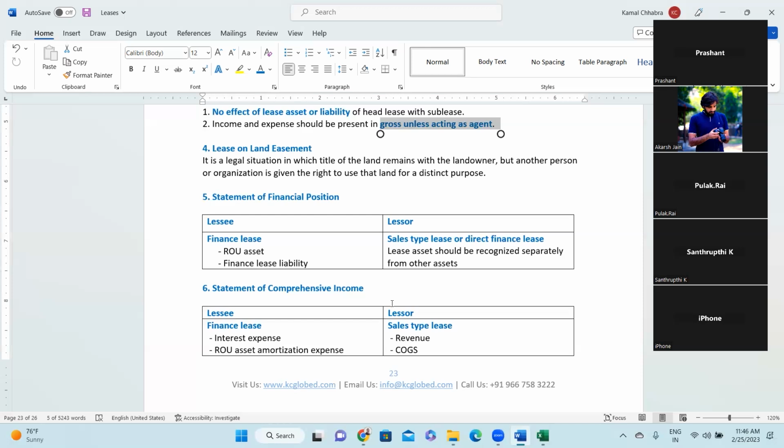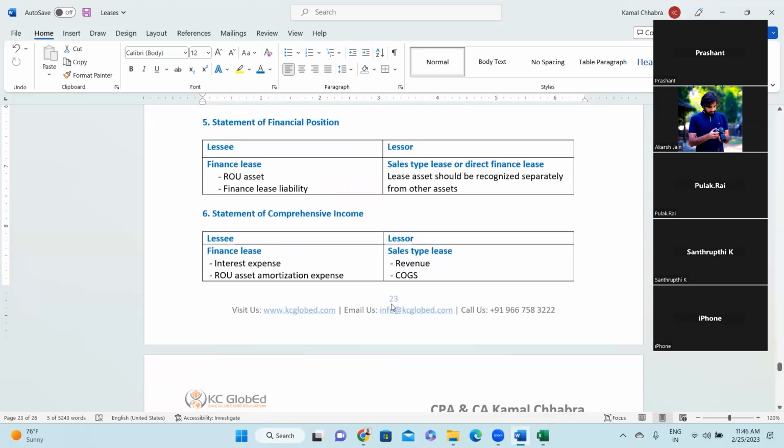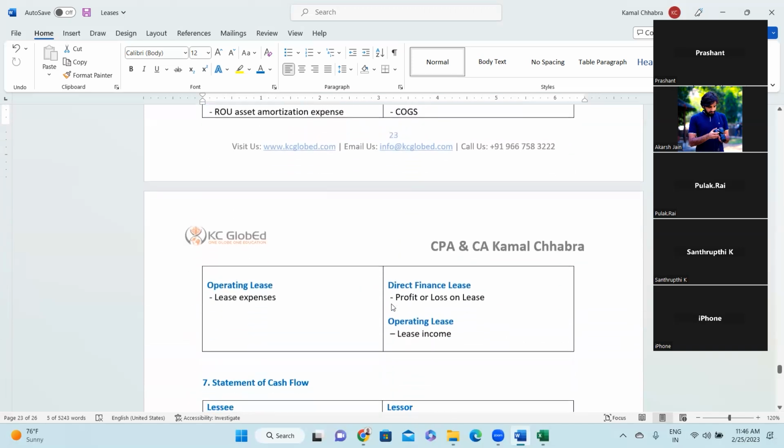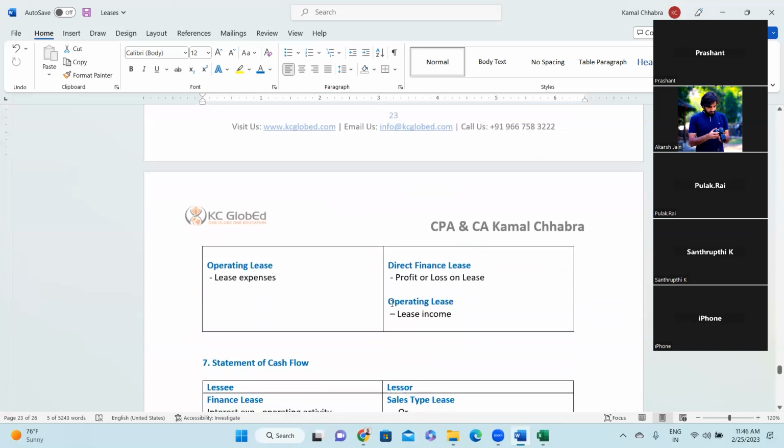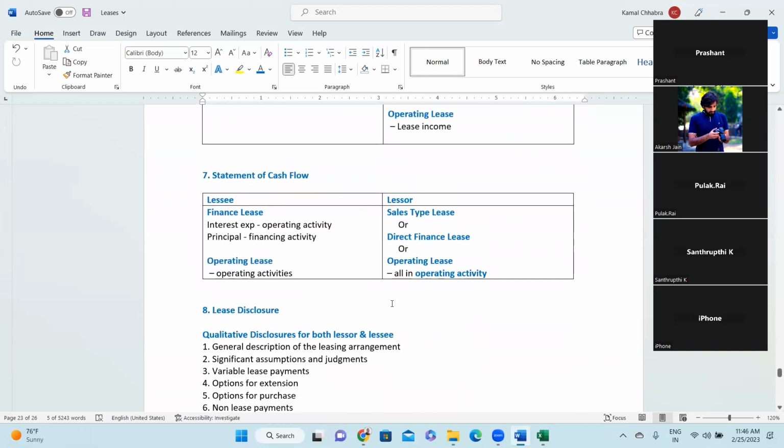So in the statement of comprehensive income, that is your income statement, from the lessee standpoint, you book the finance lease, including interest expense and amortization of the right to use asset expense. And in case of operating lease, it comes as a lease expense. And in the cash flow statement for a finance lease, the interest expense will go into operating activity and the principal will go into financing activity. And in case of operating lease, it will go into operating activity. Any doubt on the classification side in cash flow? Simple.